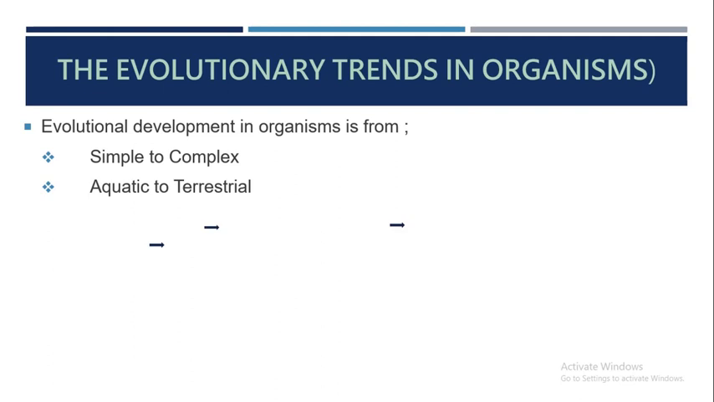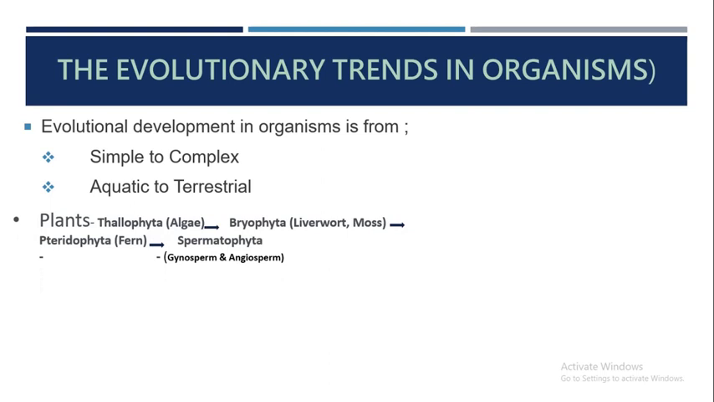If you also look at them, you find out that the pisces or fishes are found in an aquatic environment, while the mammals are found in a terrestrial environment. So it's showing that evolution is gradually moving from simple to complex, and gradually moving from aquatic to terrestrial. All right, let's look at this.